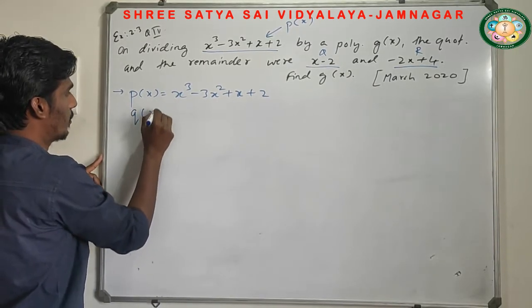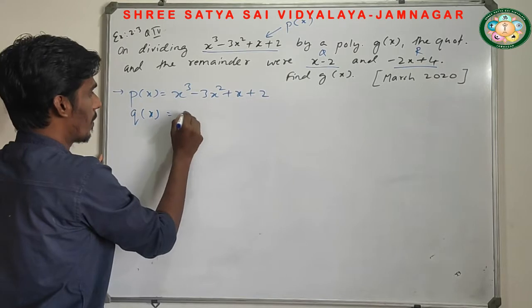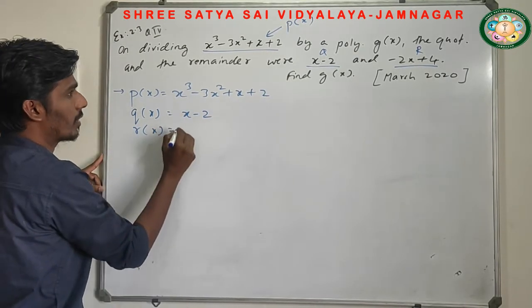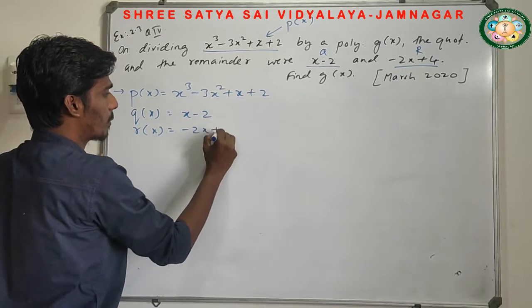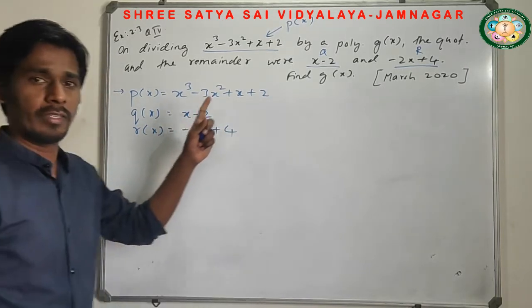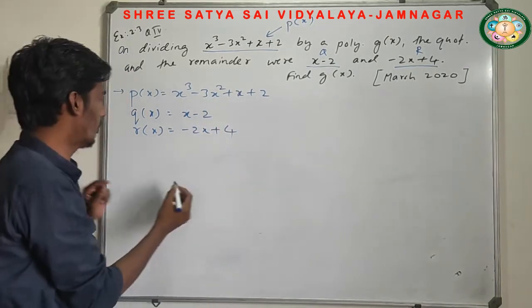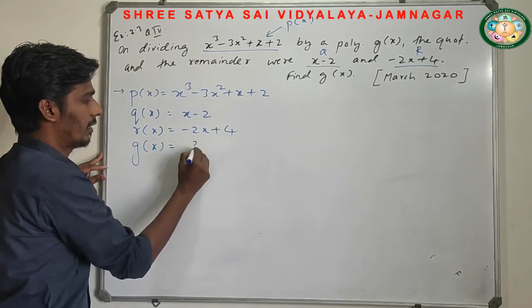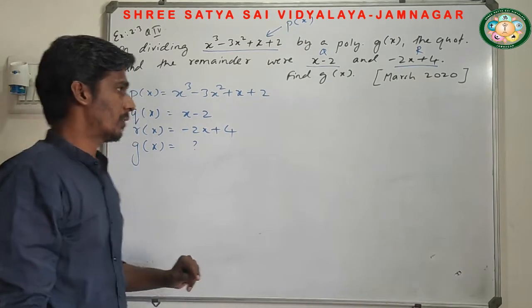Q of x is x minus 2. R of x is minus 2x plus 4. Now here all the 3 terms we know. Now what we have to find out here? G of x, that we have to find out.